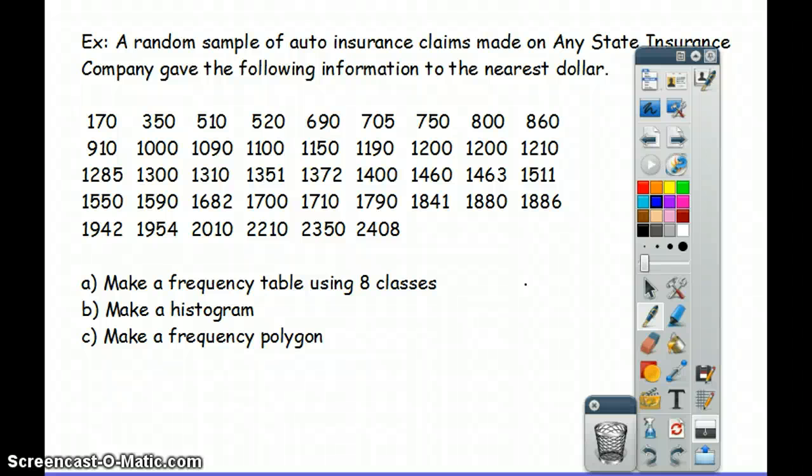Okay, I'm back. This is Mrs. Dever, and we're going to do our second example of creating a histogram. This time we're given information about insurance claims made to a company. 170 was the smallest claim made from this data. $2,408 was the highest amount that was claimed. We're going to make a frequency table using 8 classes now, which means we're going to have 8 bars instead of 5 like the last one. Then we're going to make our histogram and a frequency polygon.